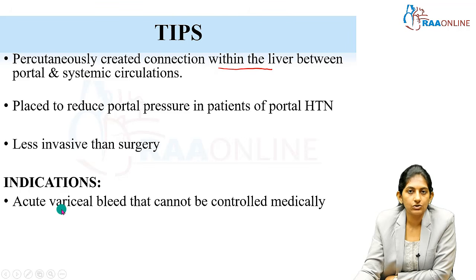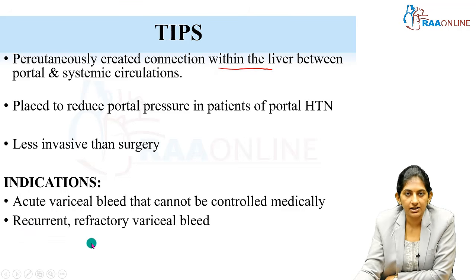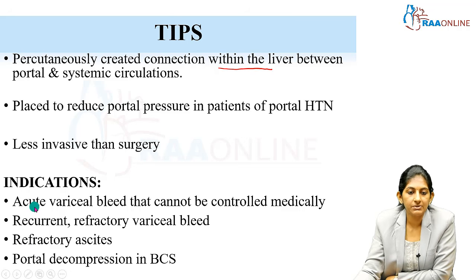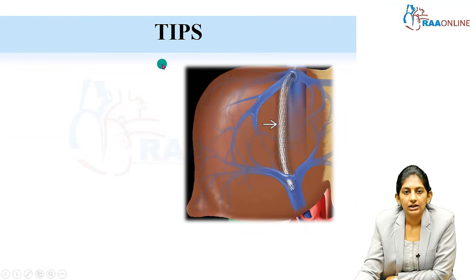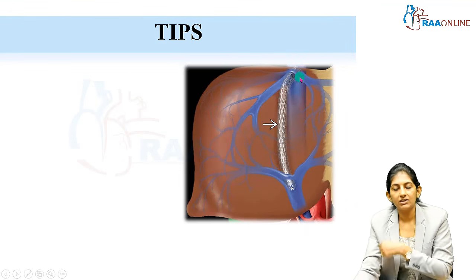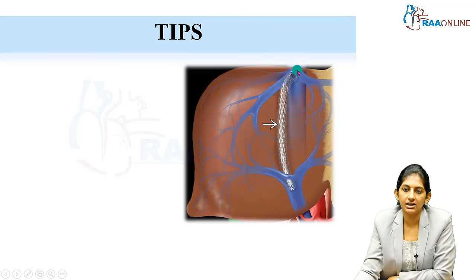If the variceal bleed is not controlled medically, you do TIPS. If there are recurrent refractory variceal bleeds, you do TIPS. When there is refractory ascites, we do TIPS, and in Budd-Chiari syndrome as well. TIPS is percutaneously created: you enter the hepatic veins through the transjugular route. You can see the shunt which is created. These are the right and left hepatic veins. There is a shunt placed between the hepatic vein and the portal vein in the liver. You basically put a shunt here.